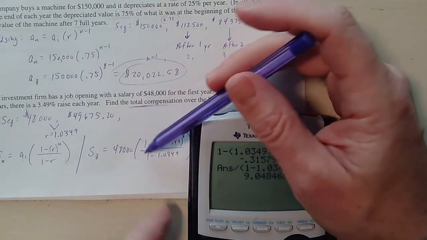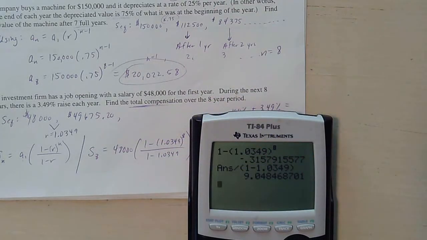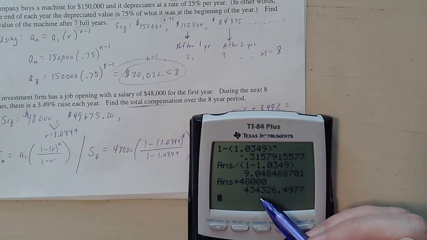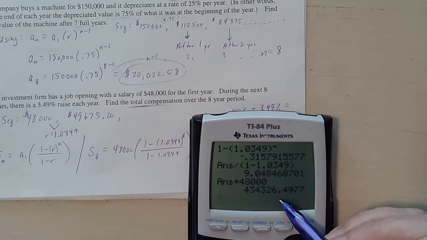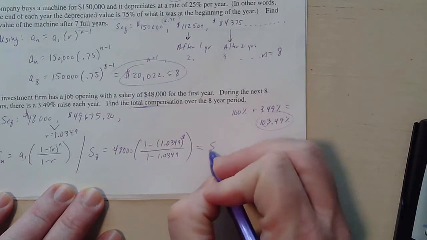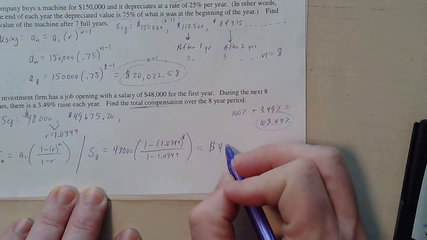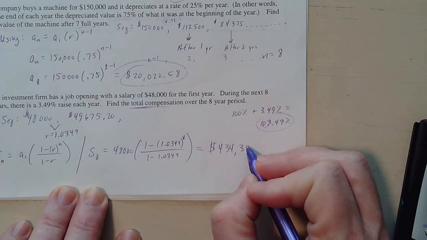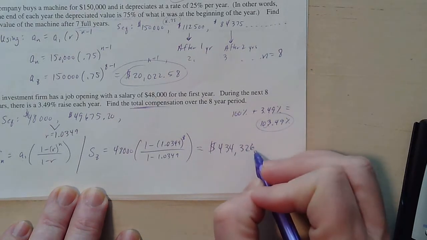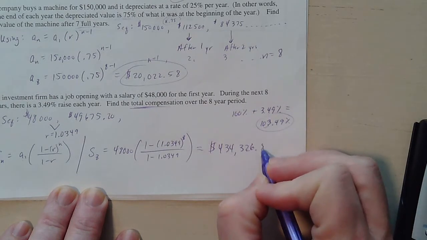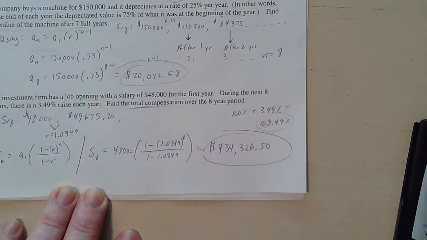All right, so now I just got to multiply by the 48,000 times 48,000. And this is the total, 434,326. Okay. So we get 434,326.49. Actually rounds this to 50 cents.